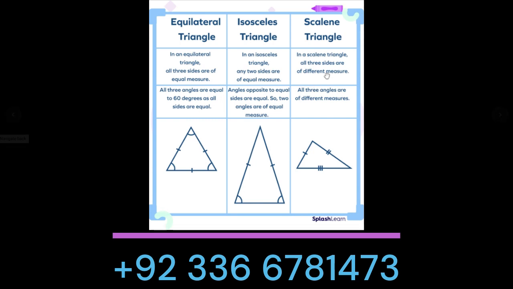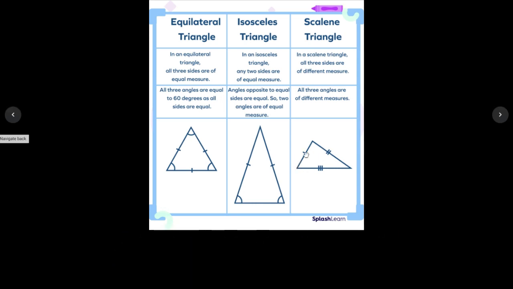A scaling triangle, however, is a little bit more confusing because all three sides will always be of a different measure. And because all three sides will be a different measure, that means it will look a little bit more uneven than an isosceles or an equilateral triangle will look like.